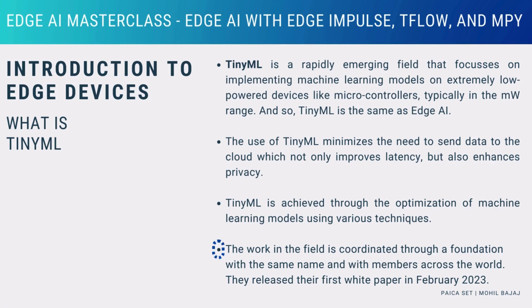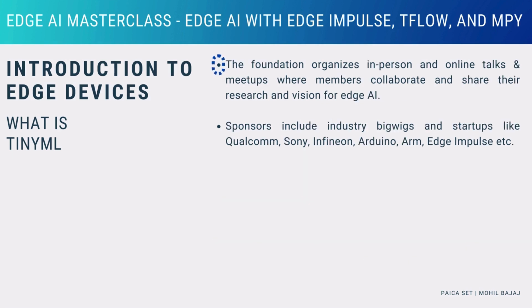The work in the field is coordinated by a foundation with the same name and with members mostly in the US, Europe, and Asia. The foundation released their first white paper in February 2023 and does knowledge sharing through in-person and online talks and meetups. Supporting this mission, several industry giants have stepped in. Notable sponsors such as Edge Impulse, TensorFlow, Arduino, alongside Qualcomm and Sony provide the necessary tools and frameworks. These companies are helping in shaping the future of TinyML by contributing their expertise and technologies to support its scalability and ease of implementation.